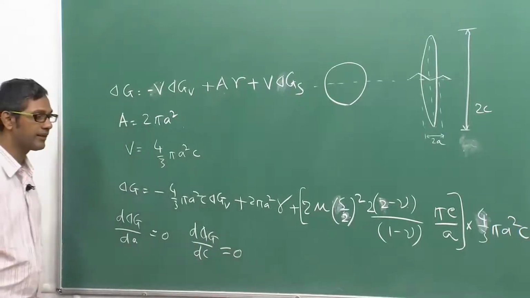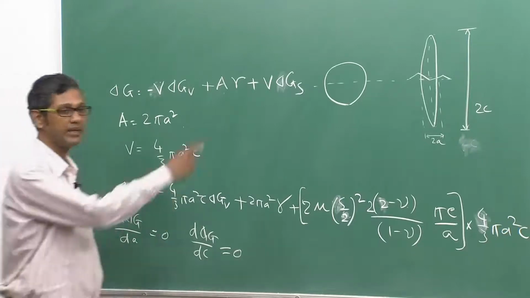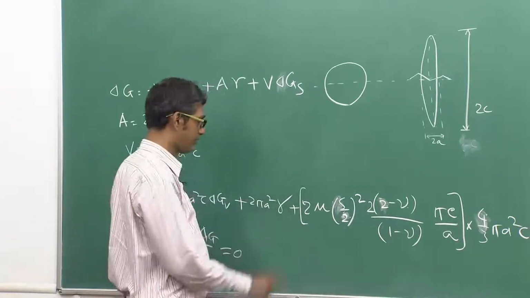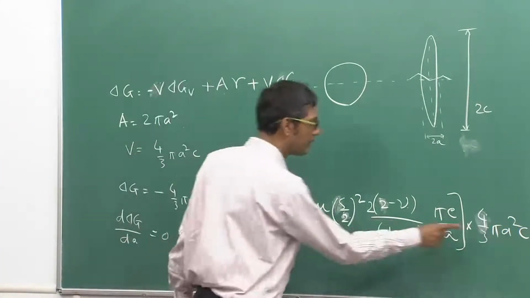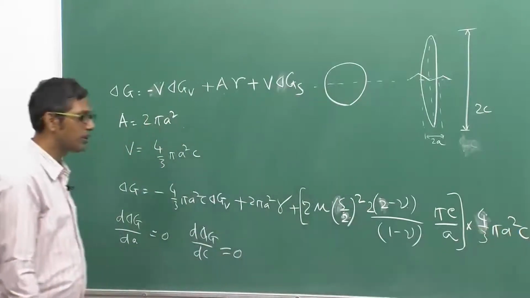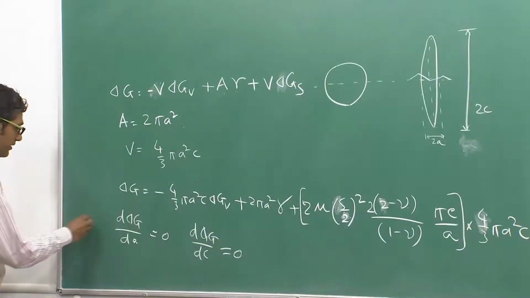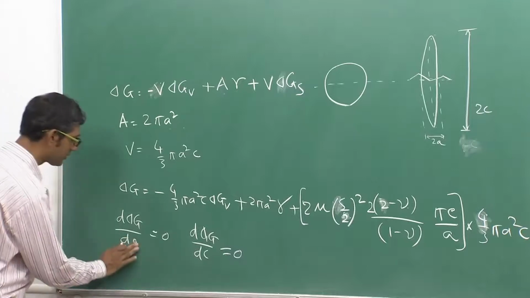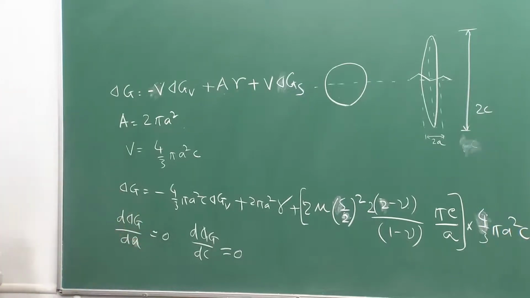You have to understand there are two parameters here. It is no longer a sphere, it is basically an ellipse. So therefore you have an A and a C, and because you have two parameters, the minimization requires differentiation with respect to both of them to go to 0.